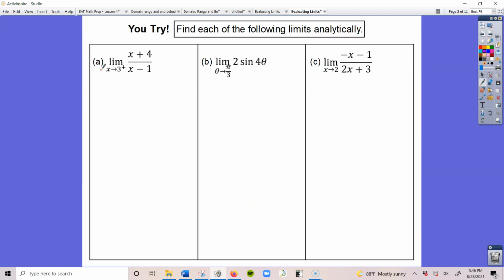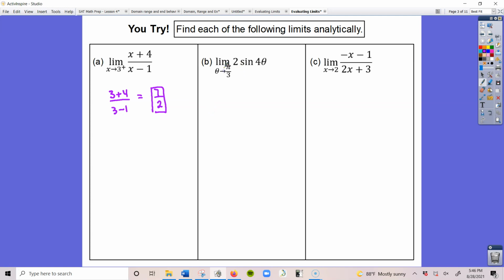We have the limit as x is approaching 3 from the right of x plus 4 over x minus 1. Again, I'm going to plug in the number and see if I get an answer. 3 plus 4 over 3 minus 1, which leaves me with 7 over 2. That would be my answer.